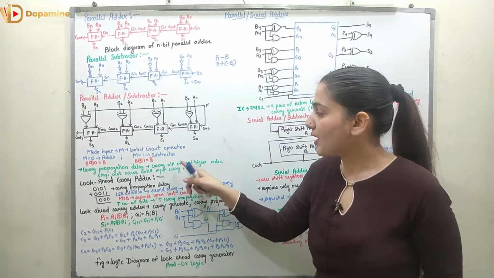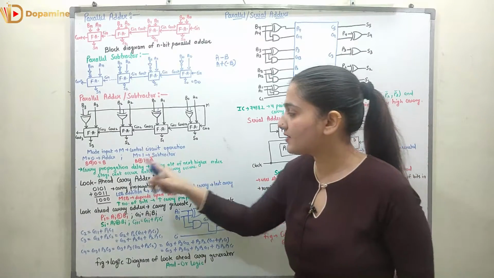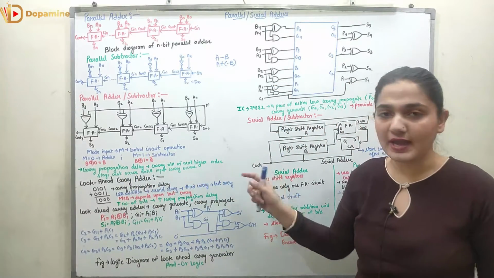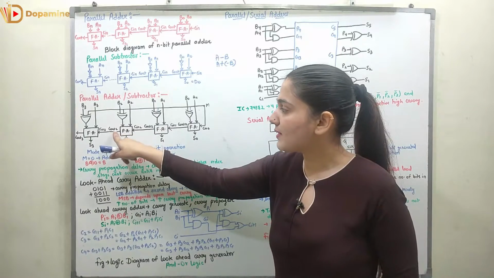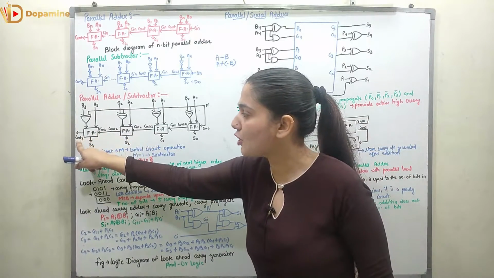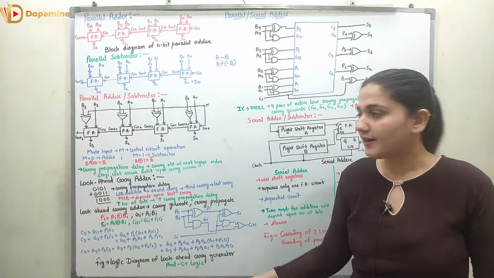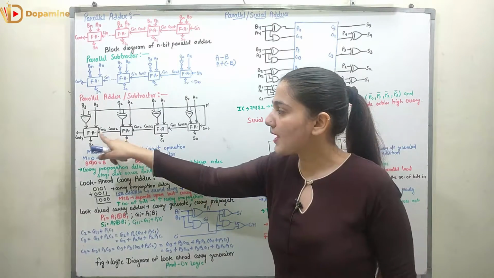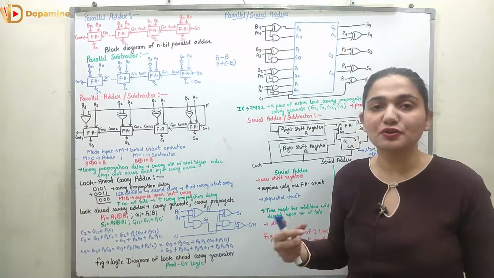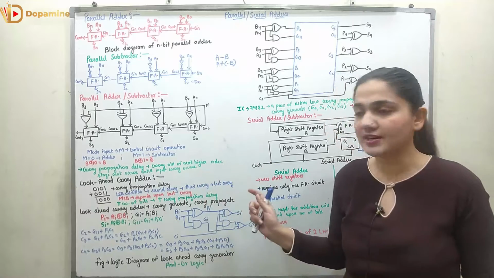The carry from the output of the next higher order stage can't occur until the input carry occurs. So until and unless we have C output 2, we cannot generate C output 3. Right? So until and unless we have input carry, we cannot generate the output carry, and due to which we have the carry propagation delay.